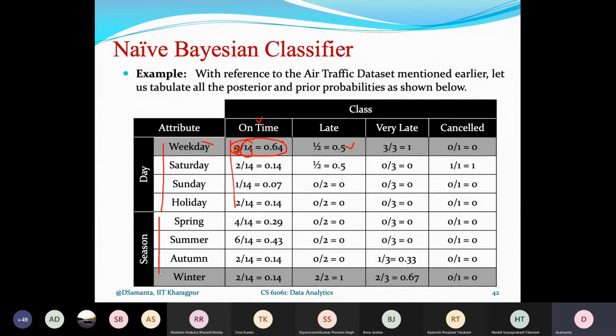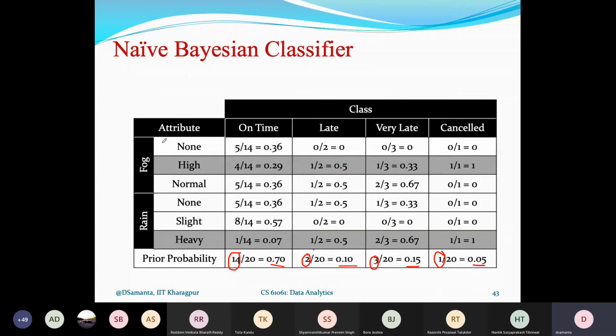For season, there are 4 different season values, so 4 different posterior probability values. For fog, there are 3 different attribute values and 3 different posterior probability calculations for on time. Similarly, rain has 3 different attribute values, and with reference to on time, the 3 posterior values can be calculated. Similarly, the posterior values for the different attribute values with reference to each class level can be calculated.